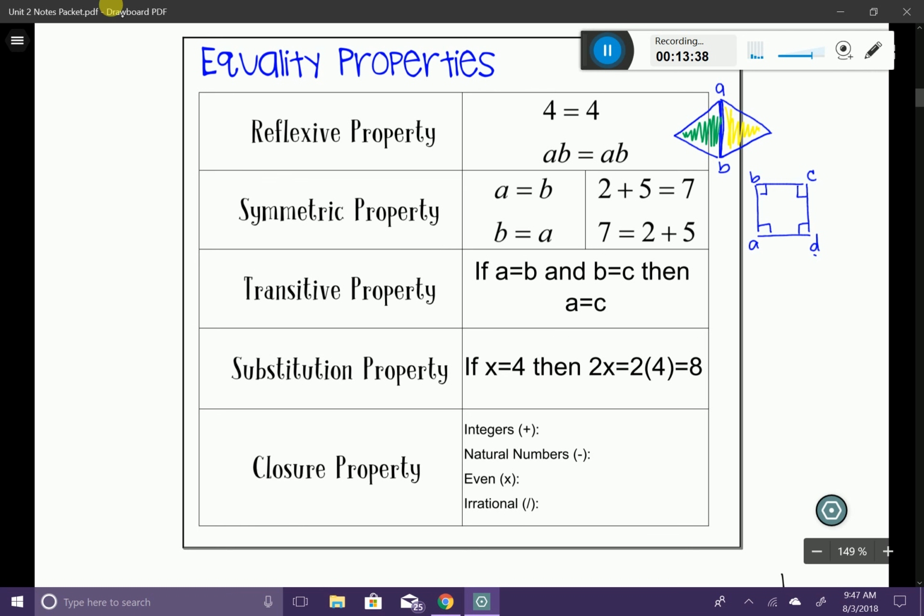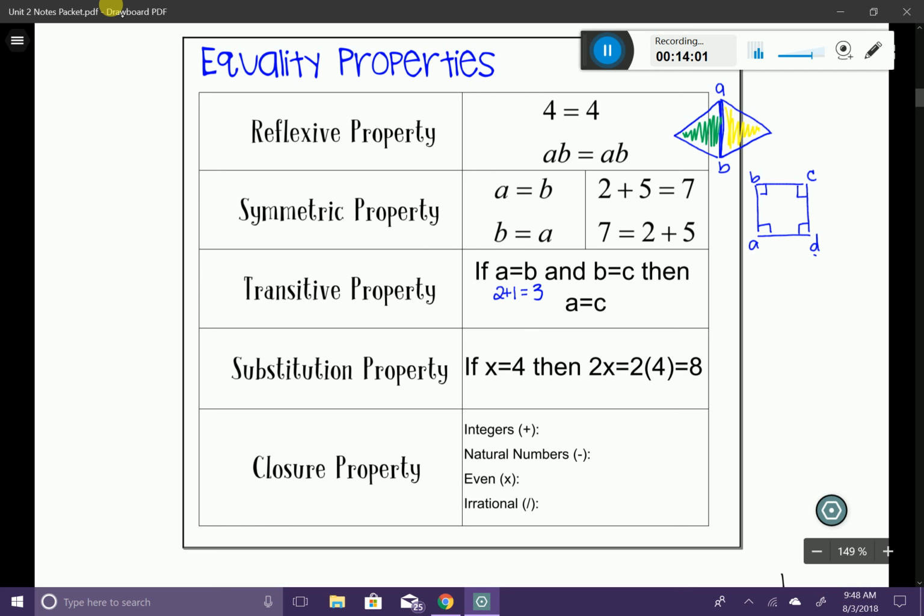I'm just going to write underneath the letters. Let's just say that my A is equal to 2, and let's call it 2 plus 1. And let's say that B is equal to 3. Okay, so A equals 2 plus 1 and B equals 3. Those are equal statements, right? 2 plus 1 is equal to 3.